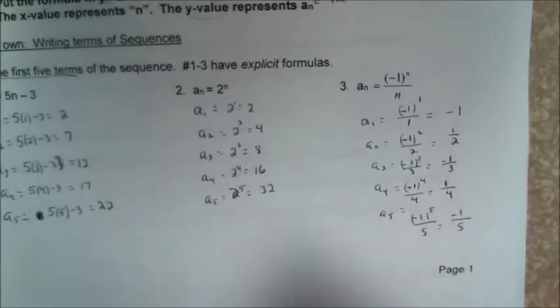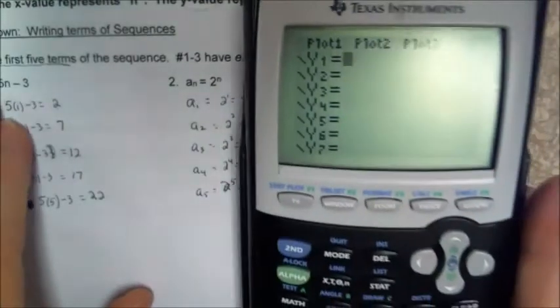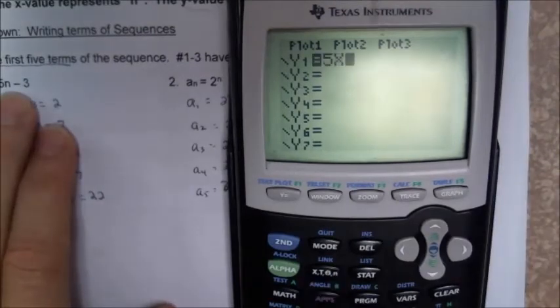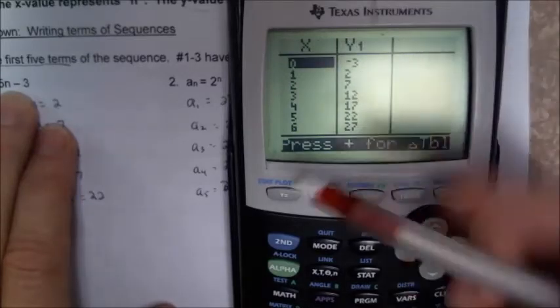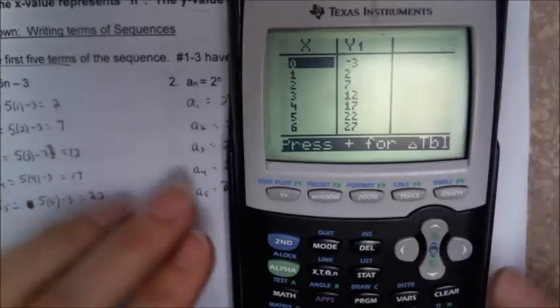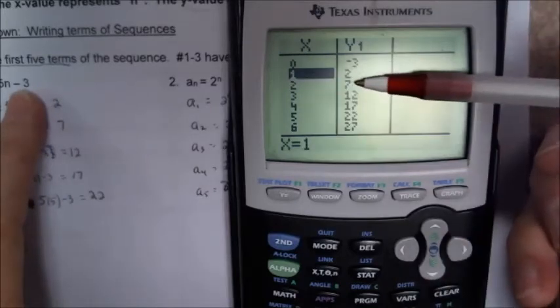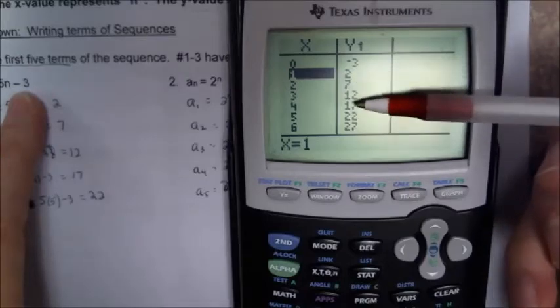Now, like I said, if you wanted to put these into y equals in your graphing calculator, example number 1, 5n minus 3, you can just do 5x minus 3. Look at the table of values. And we don't have a 0th term. We never start with 0, but we start with the first term. Here's the first term, second term, third term, fourth term, fifth term. So we can get any term number we want.